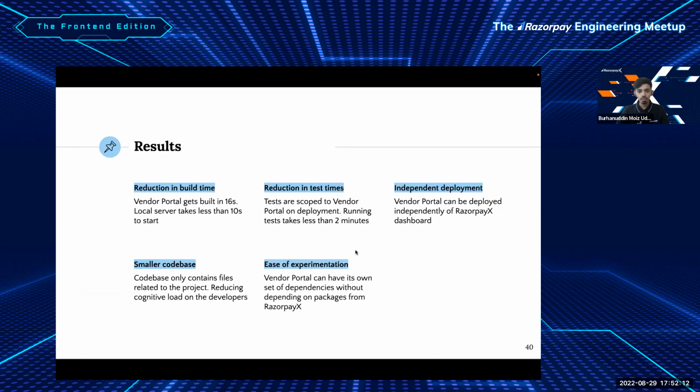Ease of experimentation, we also discussed this, right? If you want to migrate to a different library or upgrade a dependency version, you only really need to touch the package JSON of vendor portal, because Webpack has that required version thing that we discussed. If required, Webpack will automatically fetch a different version of that library if any of the microapps are not compatible with that particular version.